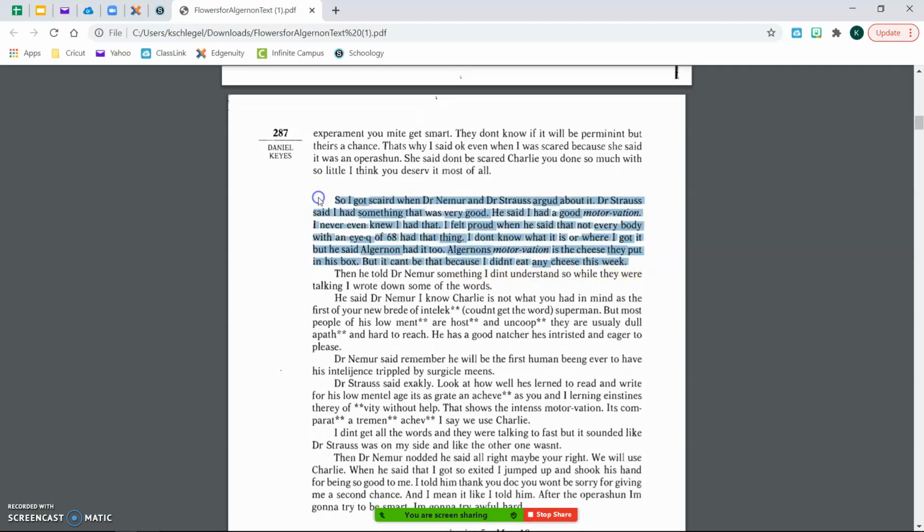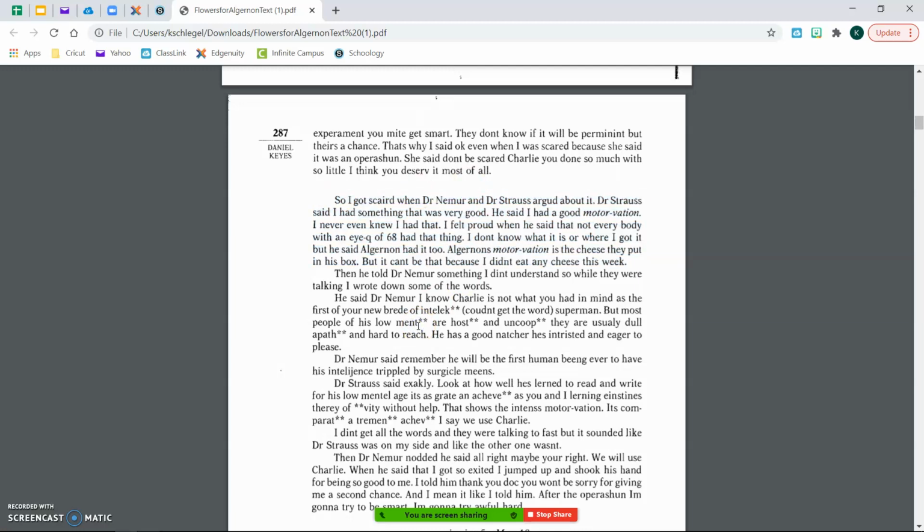Again, this shows you how low Charlie is and how his understanding of the world and how it works is not how normal people view things. So he knows that Algernon's motivation is cheese, but that can't be his because he didn't eat any cheese this week. Those two things don't go together, so it doesn't make sense. Again, an IQ of 68 is incredibly low. If you look up normal IQs, we'll discuss that in class tomorrow. But just keep in mind that he has an IQ of 68, and that is very low.